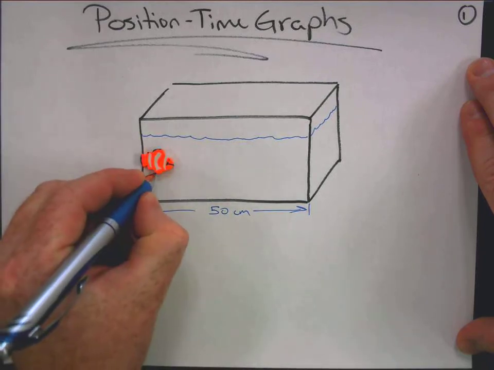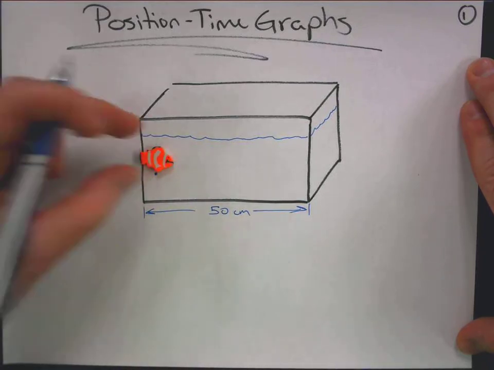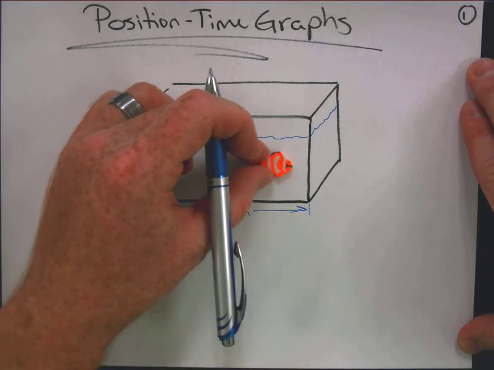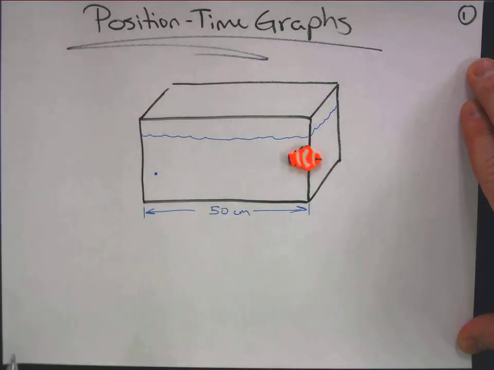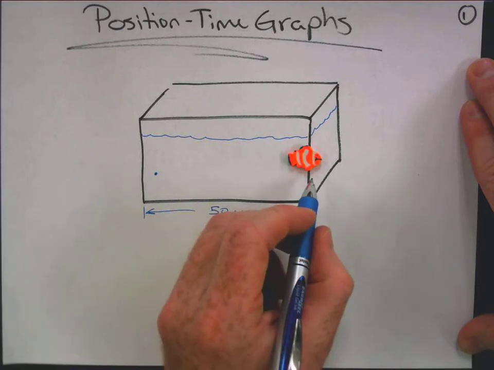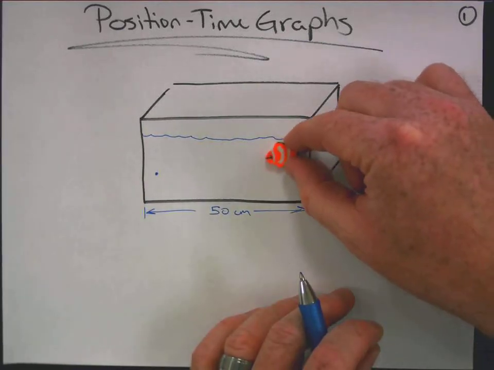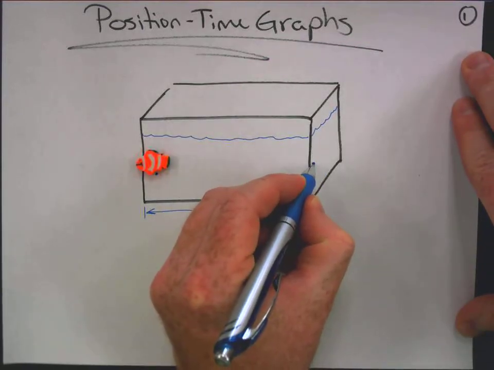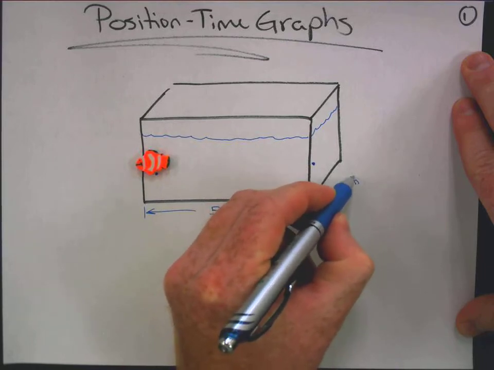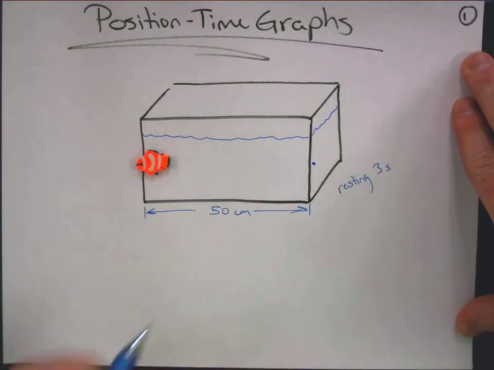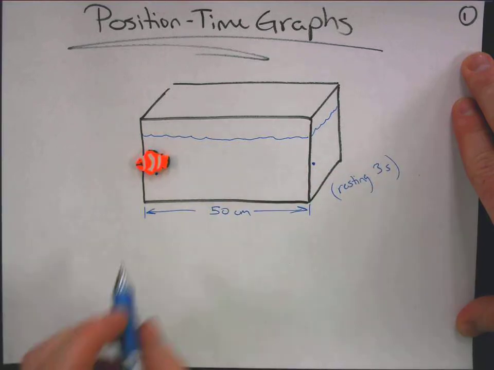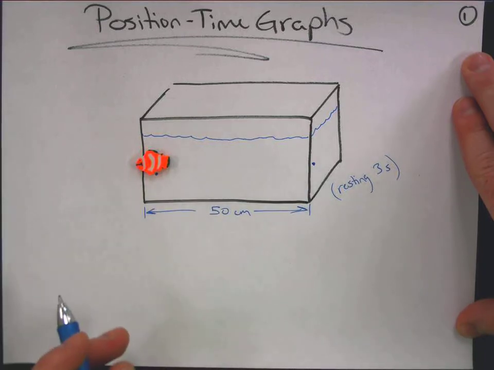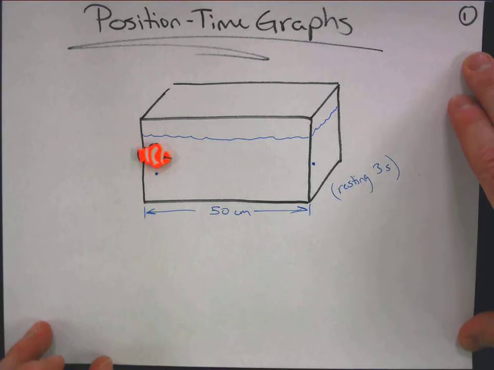So he's starting here. That's his starting location. And so he swims to the other side at a constant velocity. It takes 6 seconds to get there. On the other end of the tank, he rests for 3 seconds. Then he turns around and he swims back at a constant velocity, and it takes him 6 seconds to get back. So over here, when he's hanging out, he's resting for 3 seconds, right? And there's 6 seconds to go from here to here, and then 6 seconds to go from here back to his starting point. So what's going on?